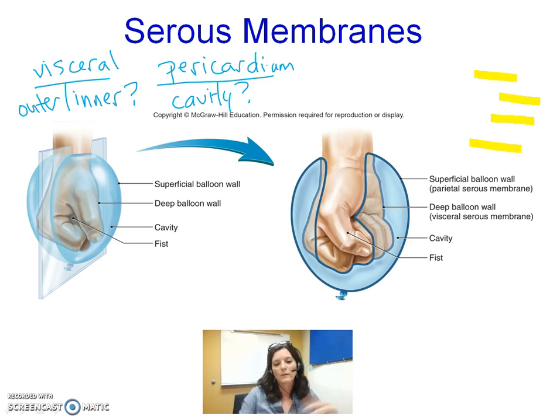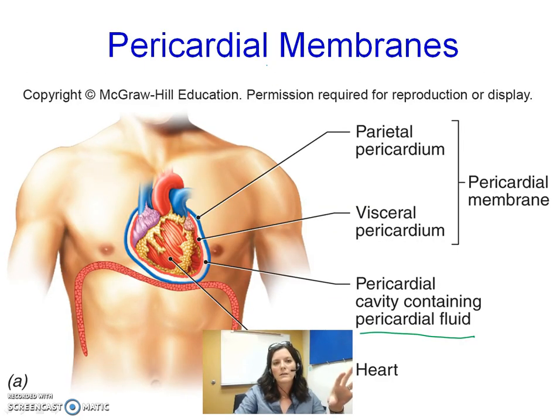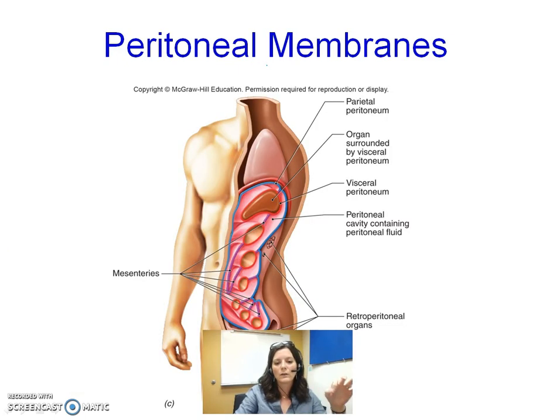If we're talking about something in the lungs, we know that the second term is going to be pleura. And then for the first term, we have to figure out, are we talking about the membrane on the lungs, or are we talking about the membrane on the cavity wall? And that would either be visceral or parietal based on the location. So hopefully that makes some sense. The pleural membranes are around the lungs. The pericardial membranes are around the heart. And the peritoneal membranes are around all of the abdominopelvic organs.